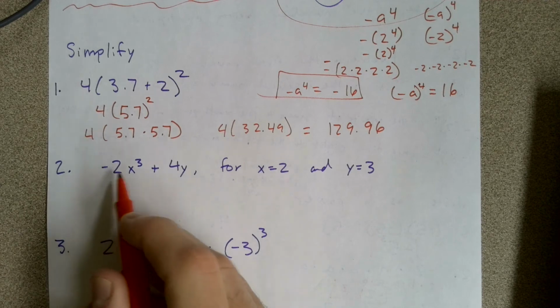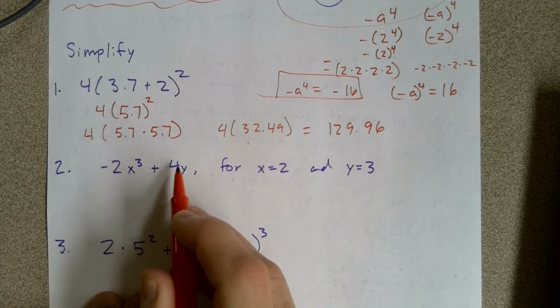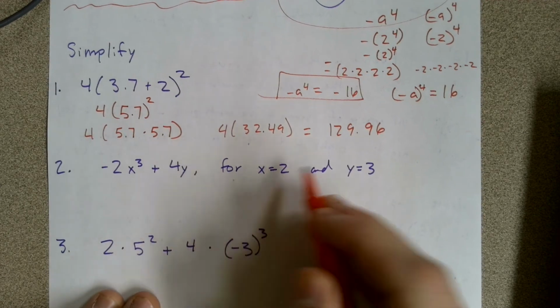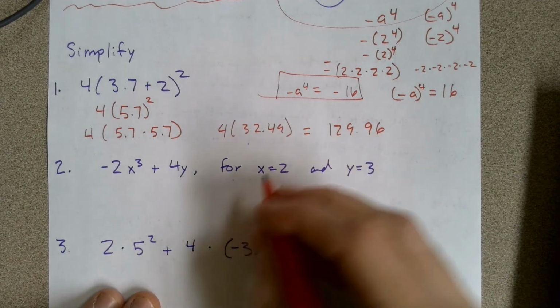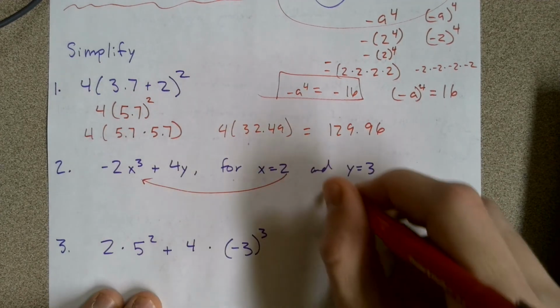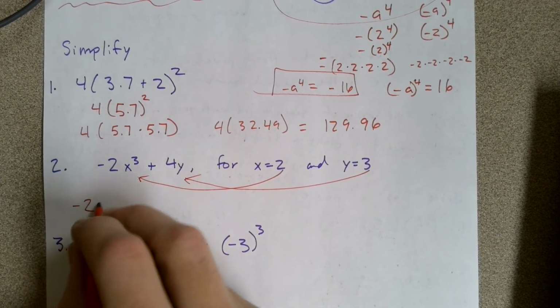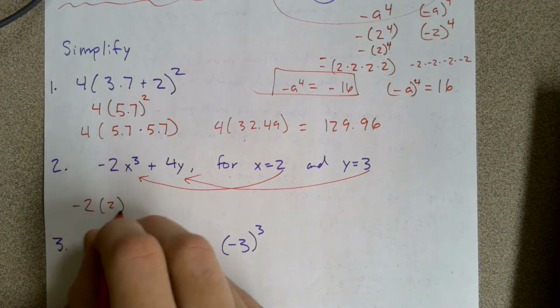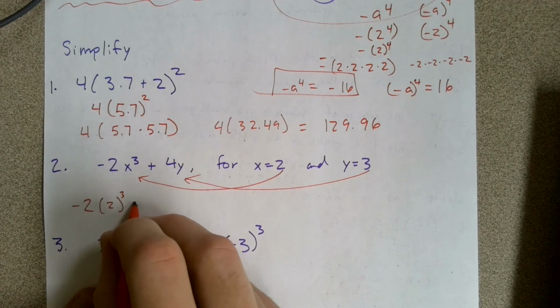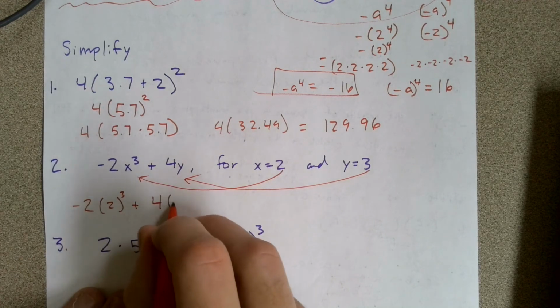Number 2, they gave us negative 2 times x to the third plus 4y. They tell us for x equals 2 and y equals 3. What are we going to do with these? Well, we're going to plug them in. Take that, plug it in there. Take that, plug it in there. Let's rewrite. Negative 2 times 2 to the third plus 4 times 3.